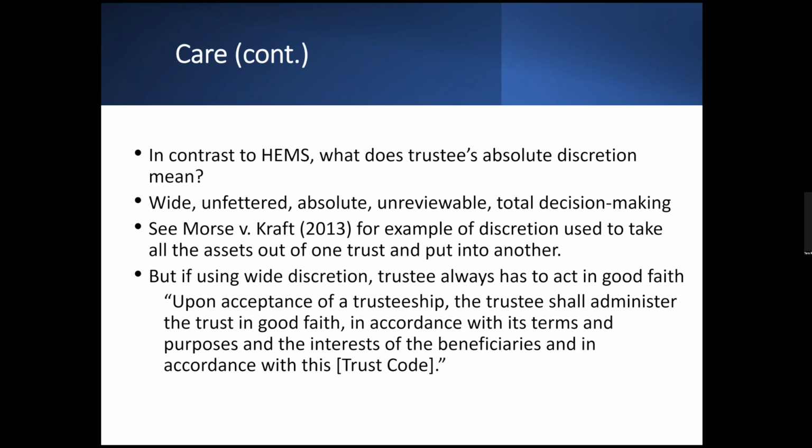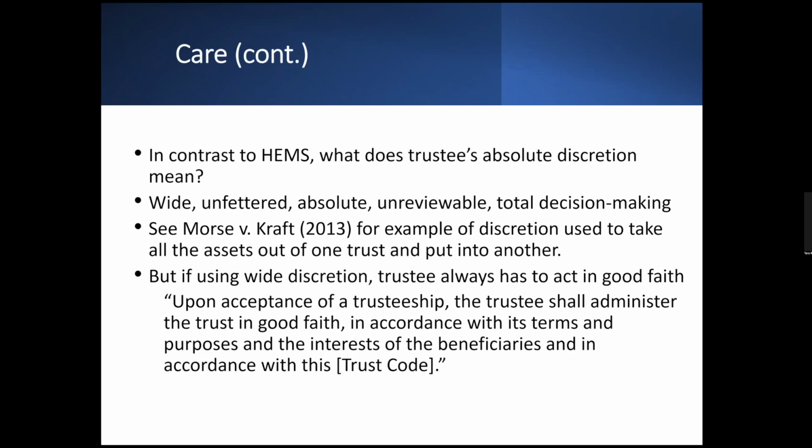A case from last decade, Borchers v. Kraft, also talked about using discretion to take all of the assets out of the trust. The entire trust was emptied and put into a new trust. That's known as a decanting, and that's because there was total decision making authority there. If there had been a HEM standard, I don't think that would have happened. I don't think you could have taken all the assets out of one trust and put them in another, presumably better trust. That was the idea. Jonathan Kraft wanted a better trust.